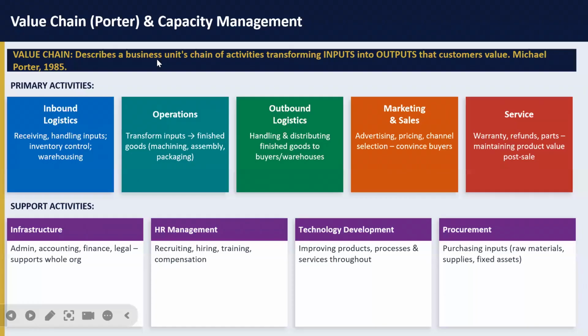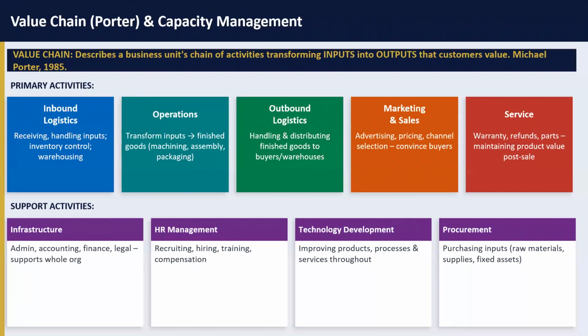Next up, it's about our value chain. Value chain, as we all know, starts from the point where we purchase our raw materials and ends only when we give our services to customers. So it describes a business unit's chain of activities, transforming inputs into outputs that customers value. And this was introduced by Michael Porter in the year 1985. In this value chain, the name itself says only value adding activities we will be focusing on.